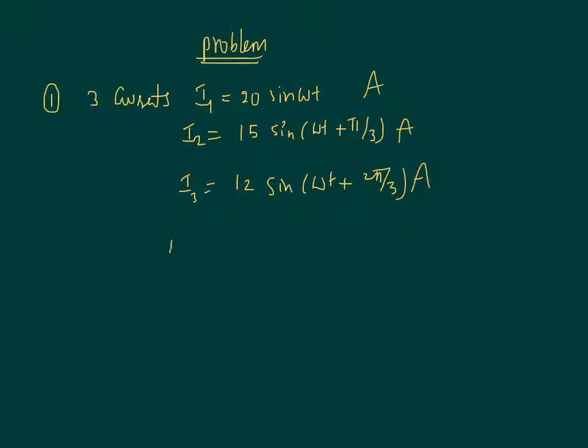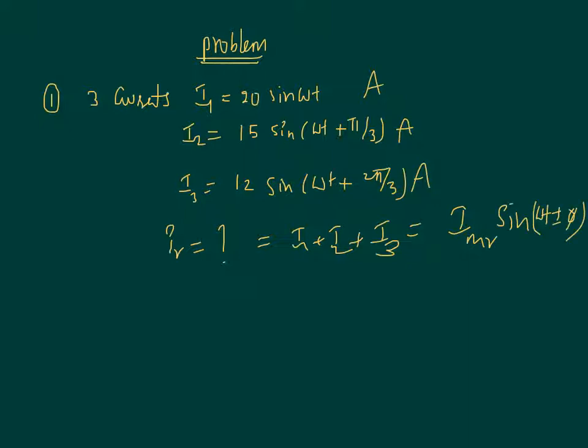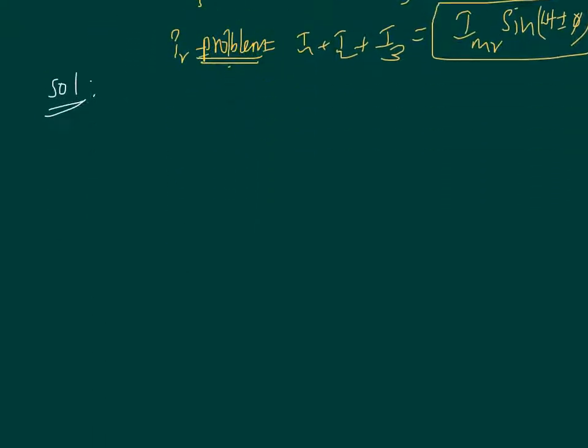Resultant current IR equal to how much? IR equal to I1 plus I2 plus I3, and that should be in sinusoidal form, omega t plus or minus phi. Answer should be in this form. We have to solve it. Very easy question, right? Here we have more than 2 quantities, so we have to follow the method of components, the solution methodology by using method of components.